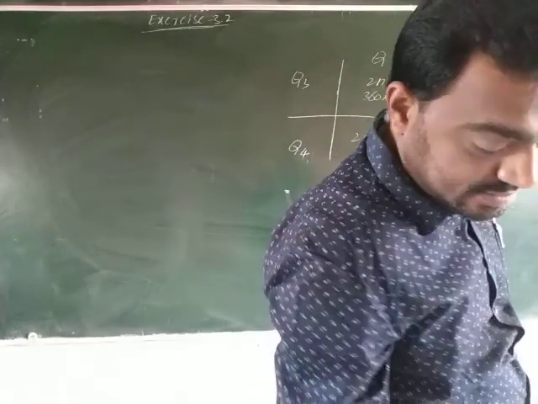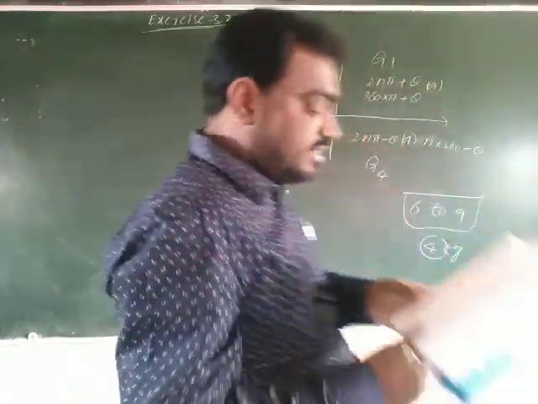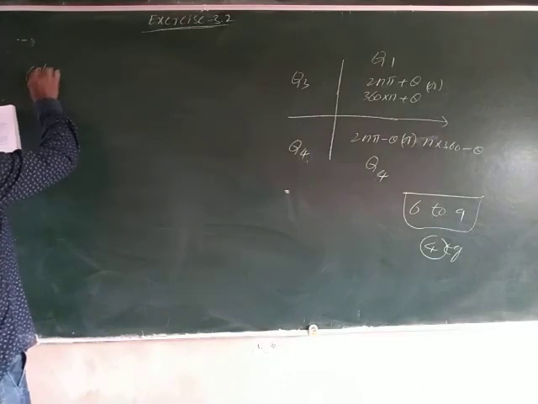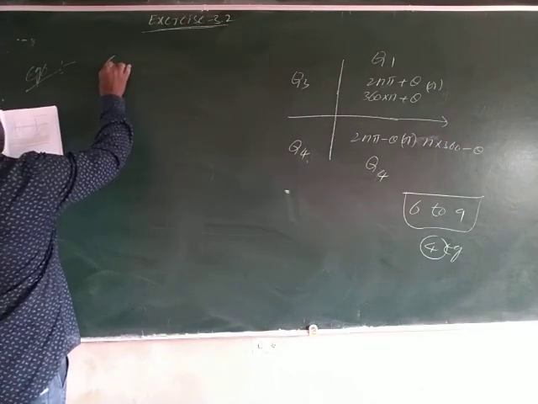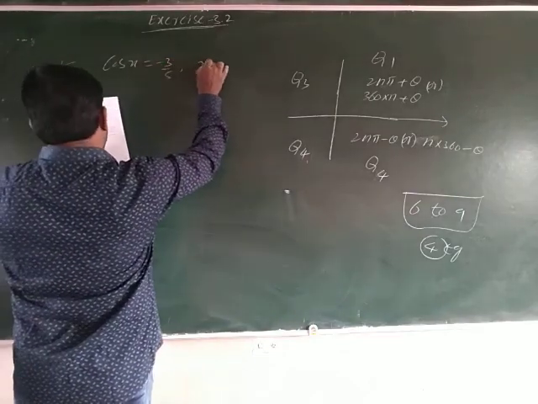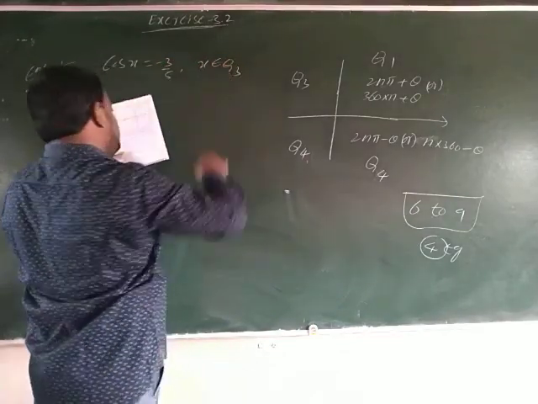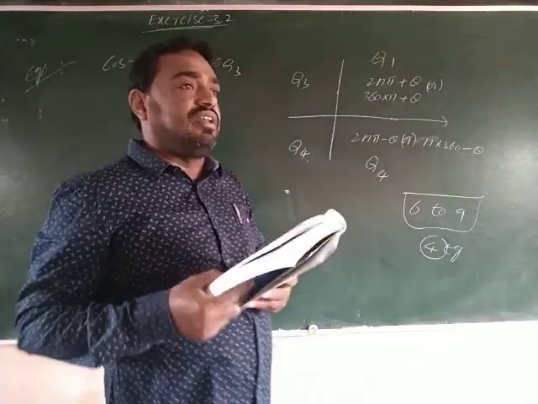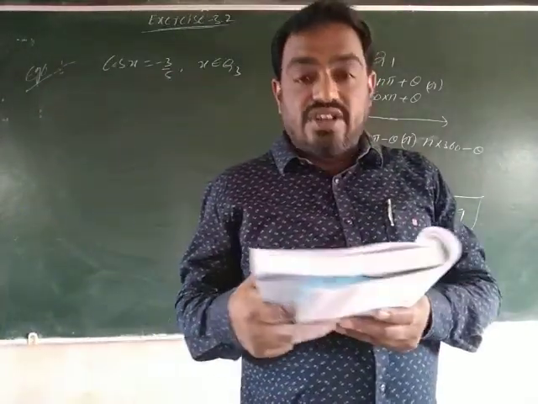Example 6. If cos x is equal to minus 3 by 5 and x lies in the third quadrant, find the other 5 trigonometric functions.